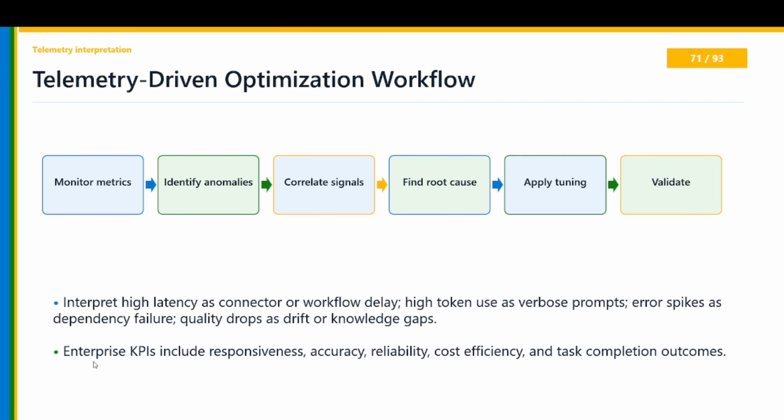And then, of course, you are working with CEOs, CTOs, CFOs, and business managers. They are expected to see these KPIs on your dashboard. So responsiveness should be very high, accuracy should be very high, reliability metric very high, cost efficiency very, very low. So make sure you are optimizing cost by minimizing token usage, and task completion rate must be very, very interesting to look at. So this is how you interpret telemetry, and this is the workflow for optimizing the system.